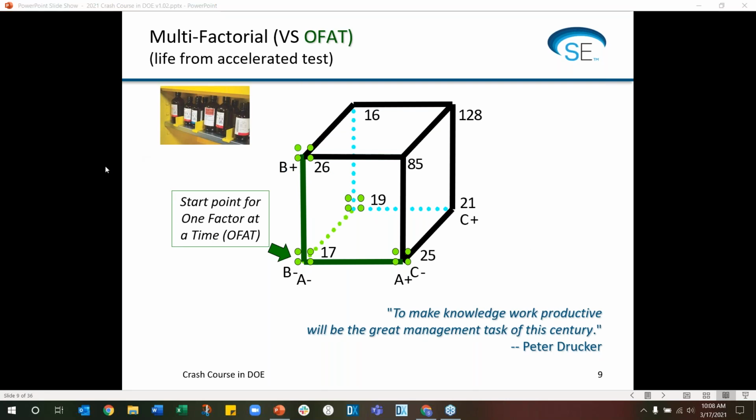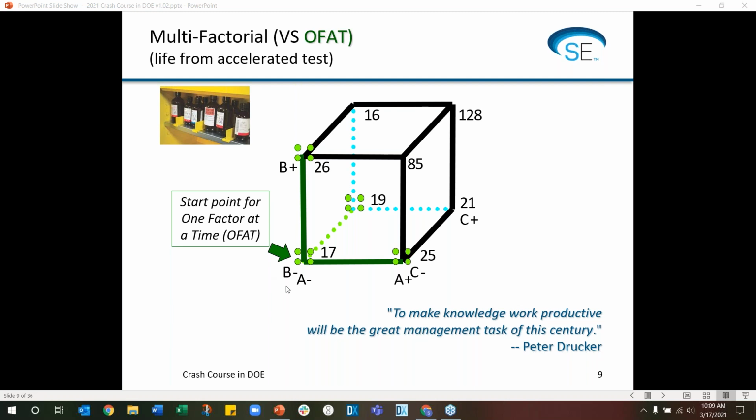Okay, so we often think of experimentation in one factor at a time. I'm recalling a situation where a group really only knew about one factor at a time.